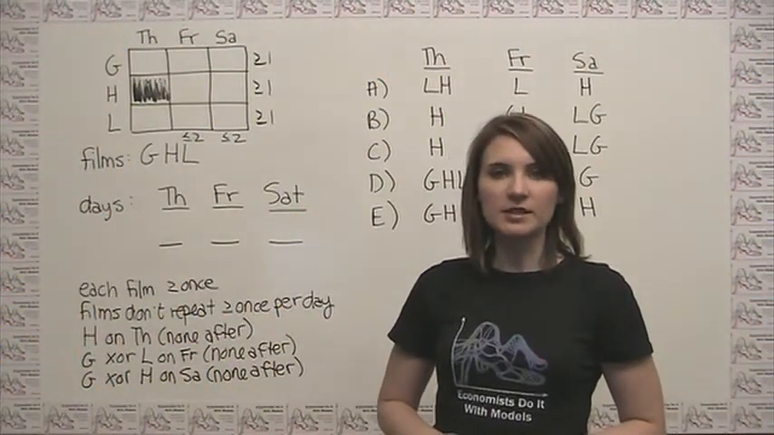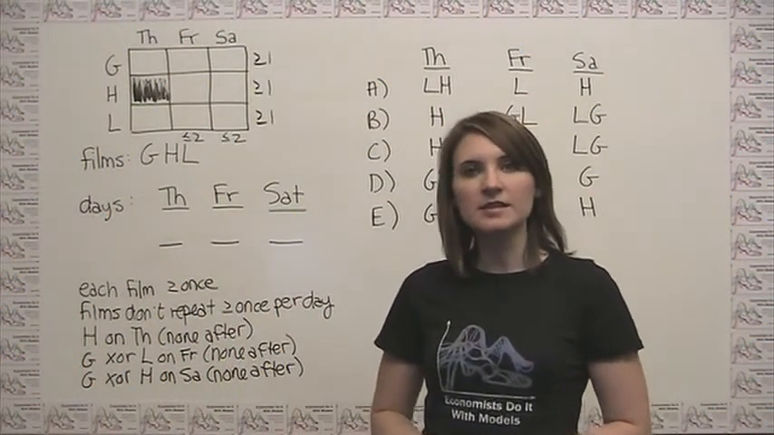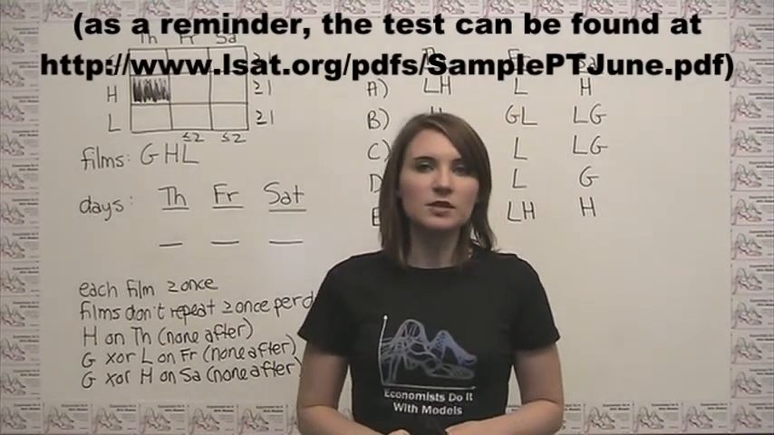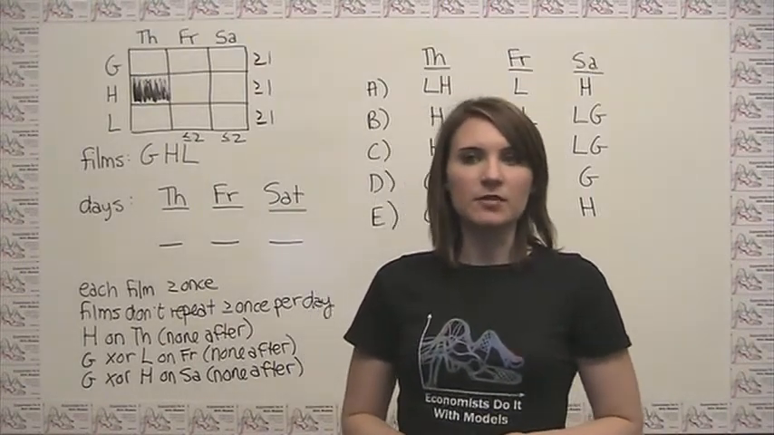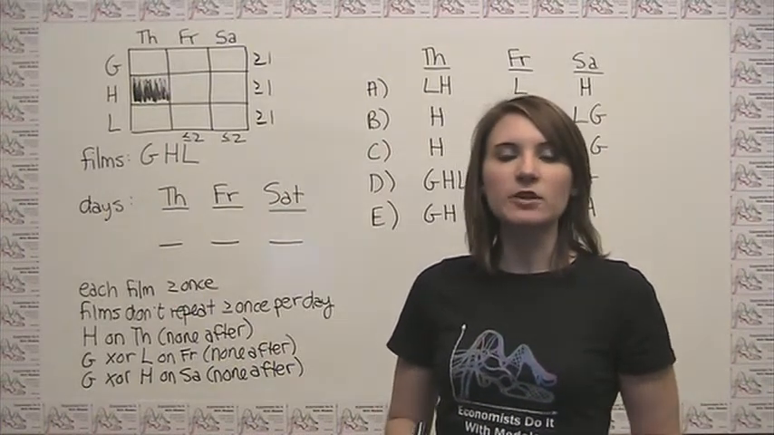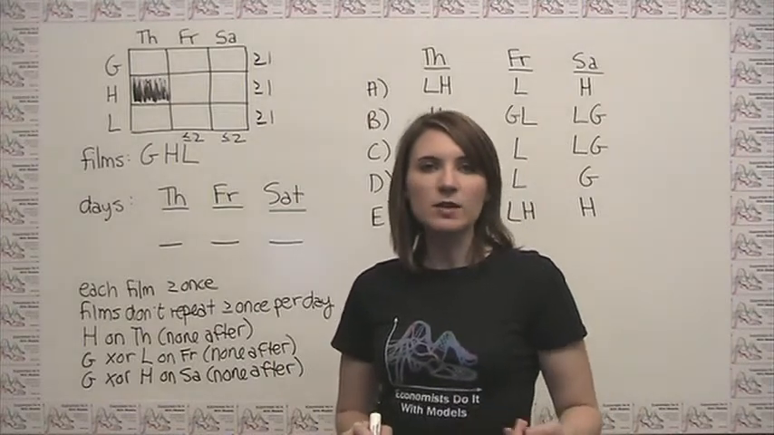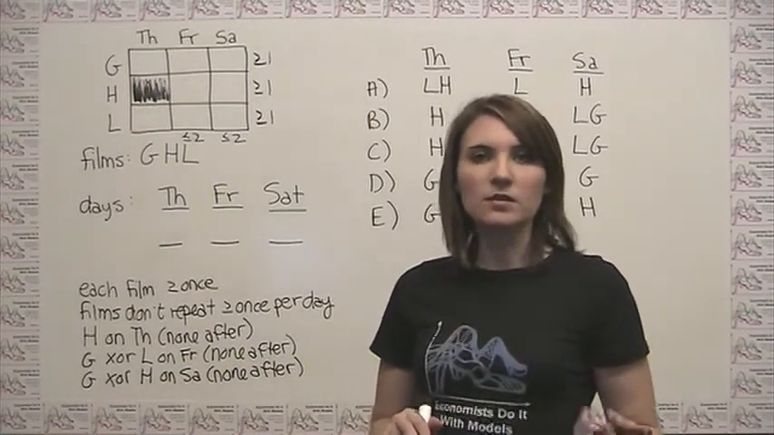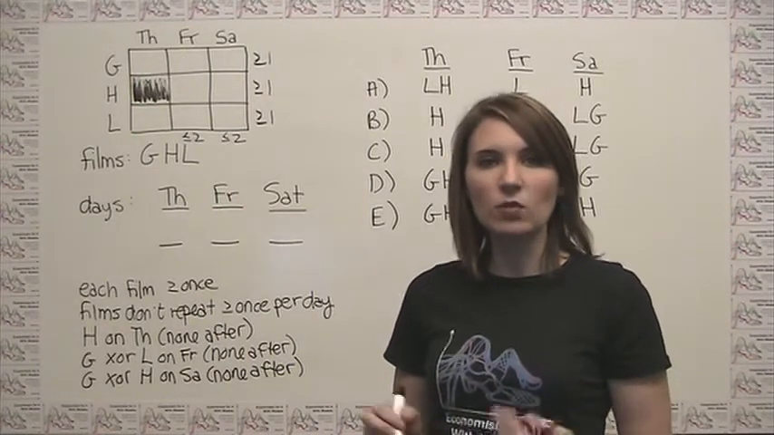The first question in this game, which is actually question 6 in the overall section, reads, which of the following could be a complete and accurate description of the order in which the films are shown at the festival? So this is a very straightforward question, and this is a question that you'll oftentimes see at the beginning of a particular game. The question is basically asking, which one of these work?